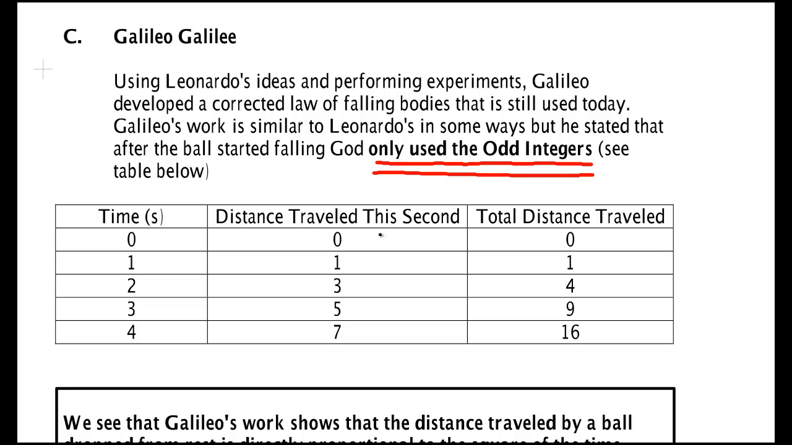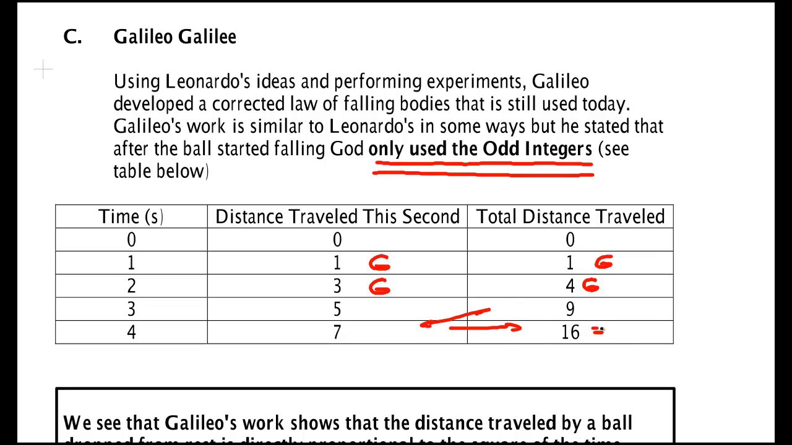In Galileo's version, in the first second, it falls some distance. We'll call that 1 Galileo maybe. So that's 1 Galileo. In the next, it goes an odd integer, which is 3. So now the total is 1 plus 3 is 4. The next, it goes 5. 5 plus 4 leads to 9. 9 plus 7 leads to 16, and so forth.